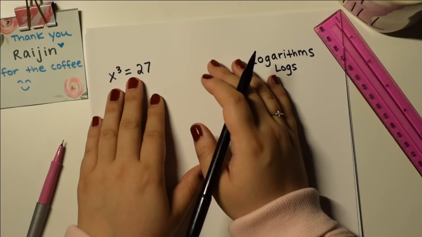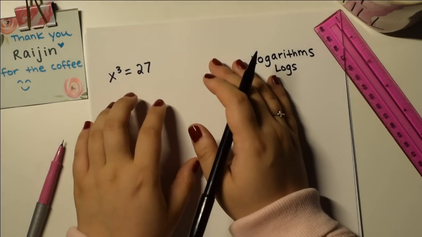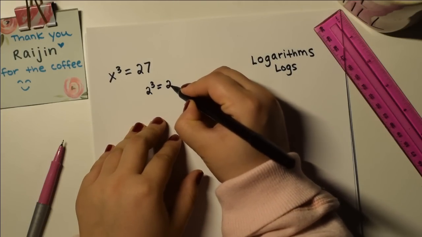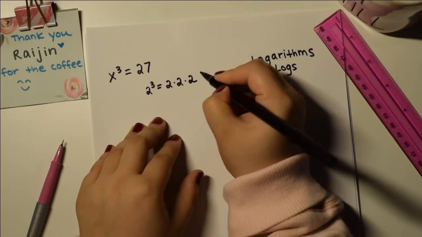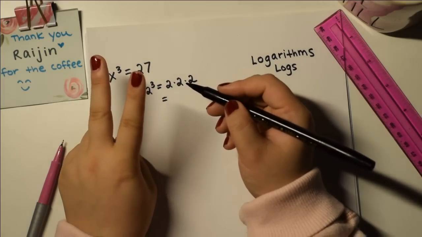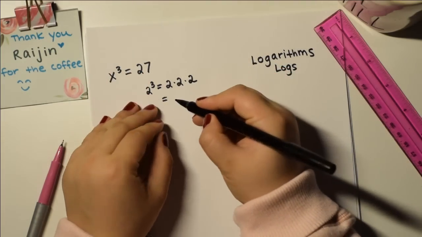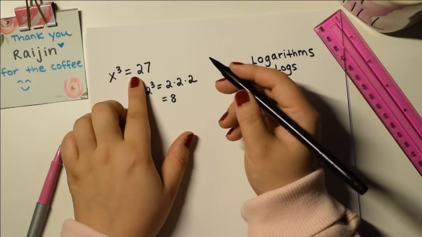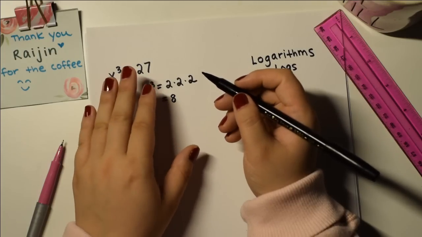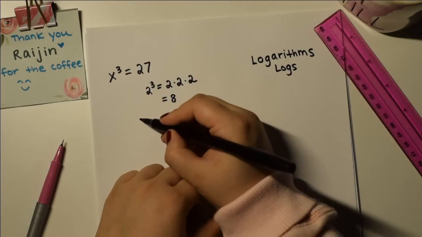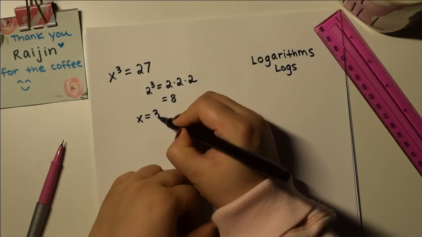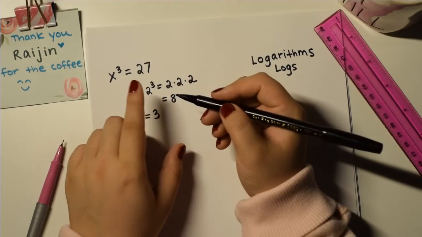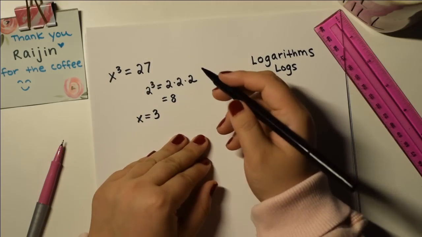So at this point, I could just guess and check. I could try 2 maybe. So 2 cubed would be 2 times 2 times 2, which would be 2 times 2 is 4, and 4 times 2 is 8. So 2 cubed is 8, so not quite 27. And I could just try values, and maybe in this case I will land on x equals 3, right? 3 times 3 is 9. 9 times 3 is indeed 27.